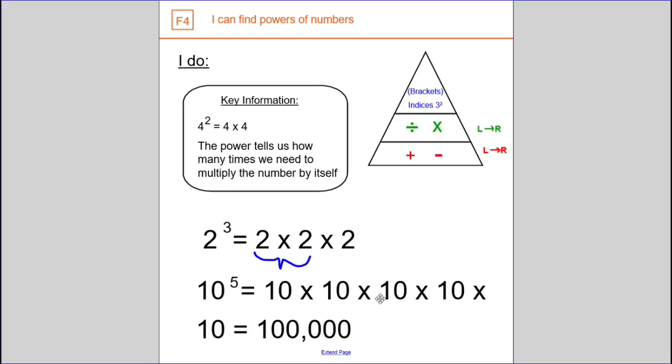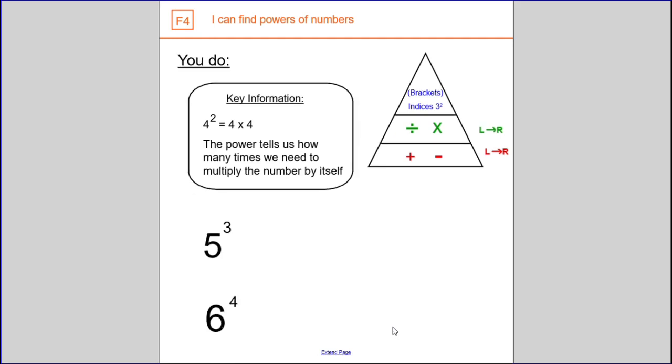Once we do that, we work through it one by one. So we do 10 times 10 first, then multiply by 10, then multiply by 10, and then finally multiply by 10 again, and you should get 100,000. Here's 2 questions for you to try. Pause the video here.